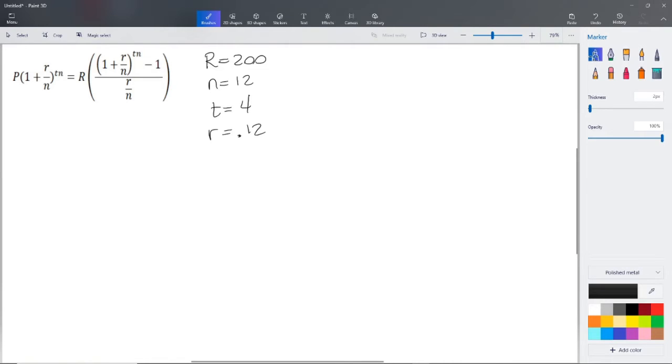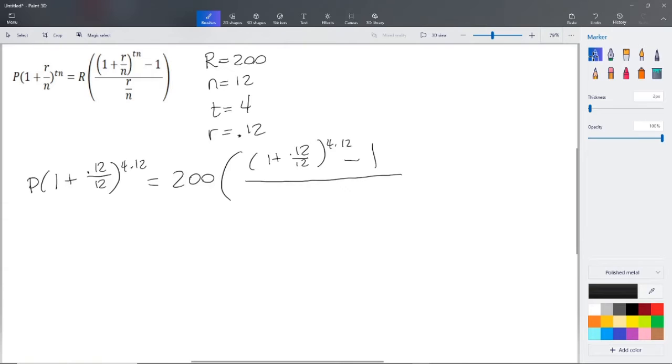So let's put in what we know. The P is the unknown. We still have 1 plus our 0.12 being divided by our 12. Our time is going to be 4 times 12 again. Over here, our big R value is $200 this time. We have 1 plus, once again, 0.12 divided by 12, and 4 times 12, minus 1, all divided by 0.12 divided by 12 again, close parenthesis.